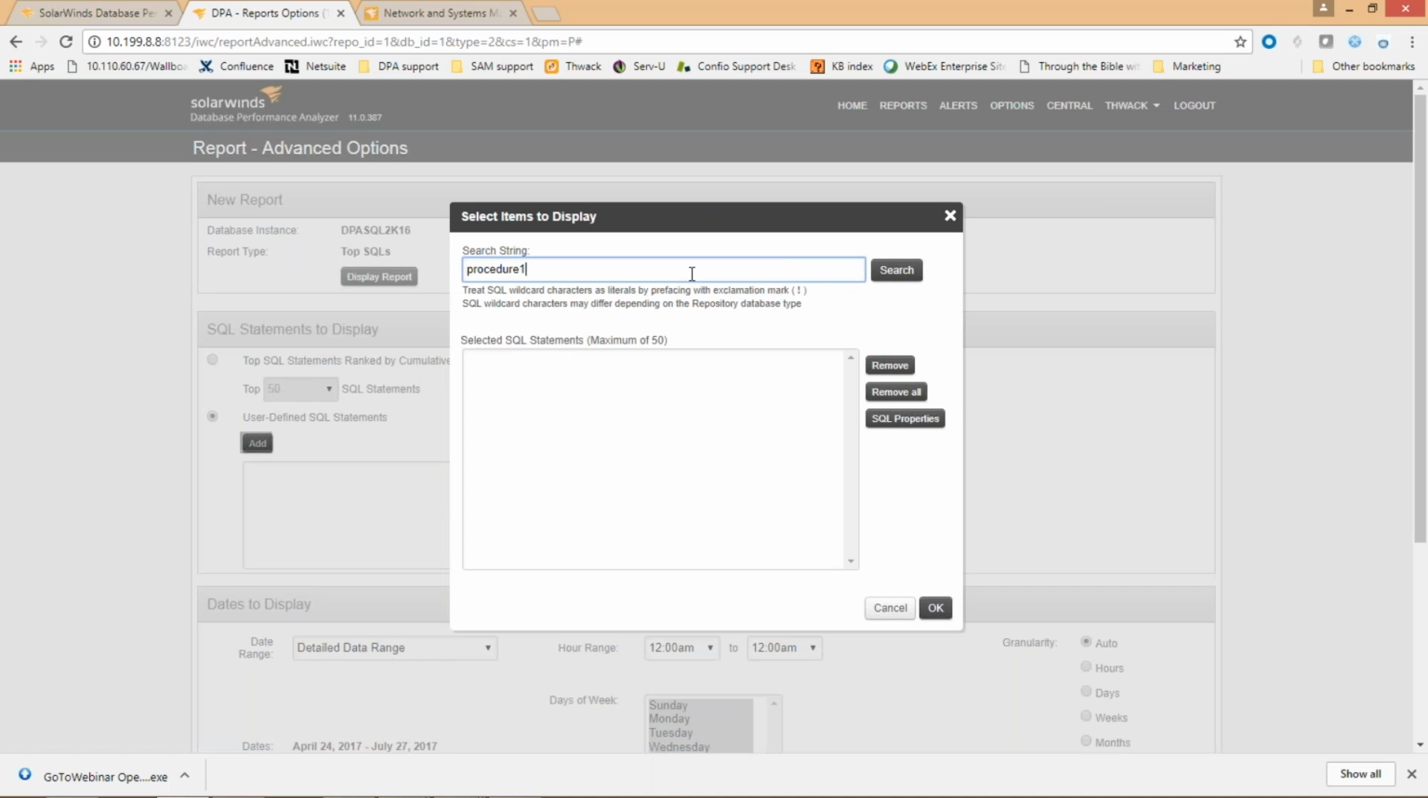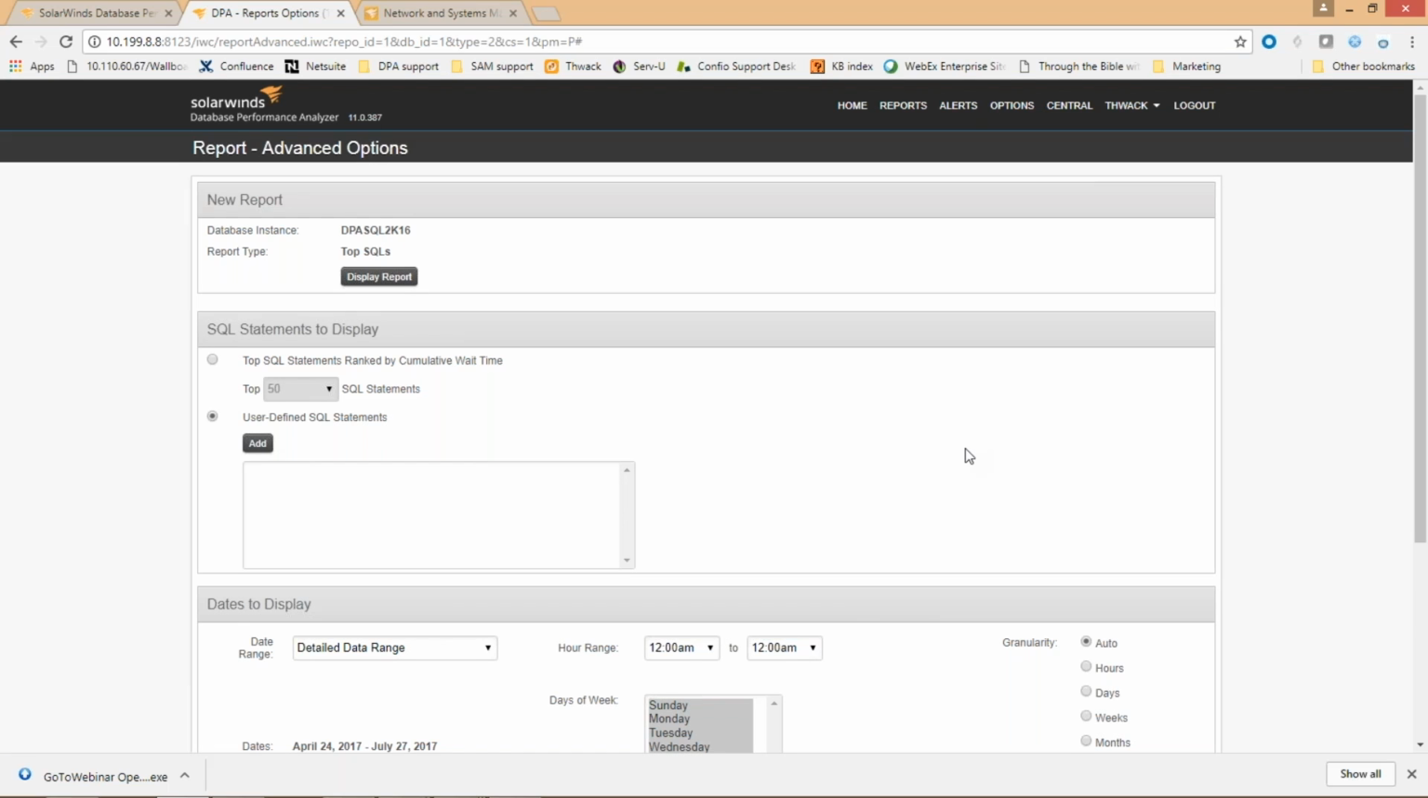a certain stored proc, right? So if I know the proc name, the stored proc name, then I can go ahead and type that in, and it'll give me all the SQL statements that have run from within that procedure over the time frame that I'm identifying. So lots of canned reports, lots of abilities to get creative within those canned reports.